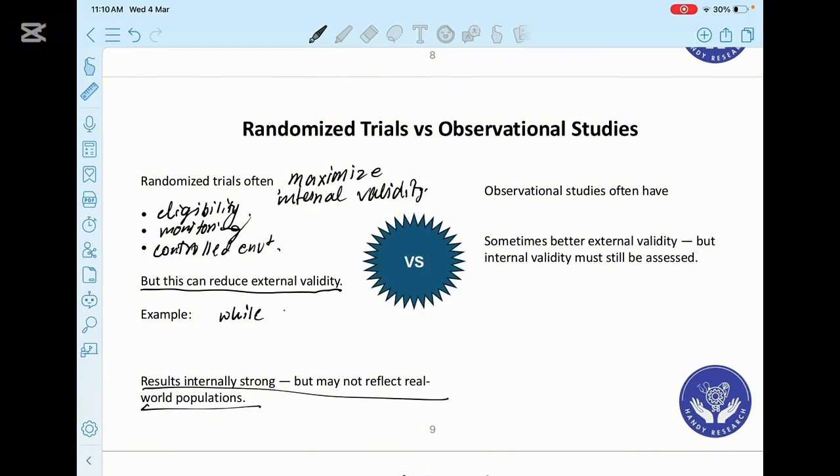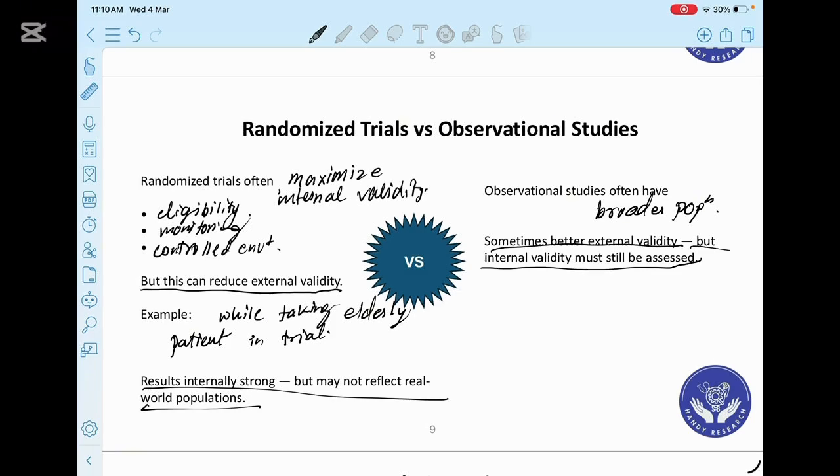While taking elderly patients in a trial, or while taking younger patients in a trial, we cannot include the whole set of the population. That creates bias, or that prevents generalizability. So observational studies often have a broader population. We know in observational studies we take lots of populations, and sometimes that creates better external validity, but internal validity must still be assessed. Okay, there might be some backlash in the internal validity.